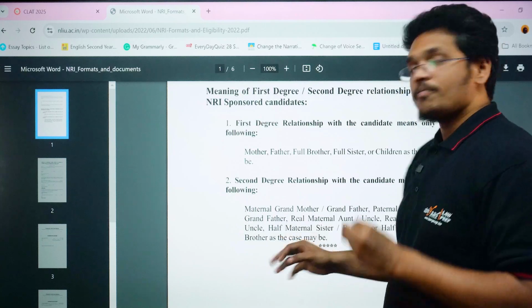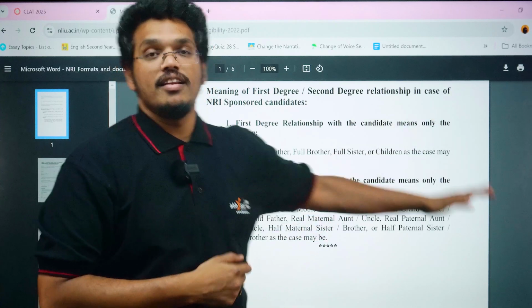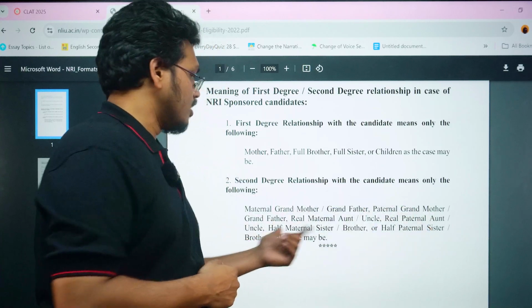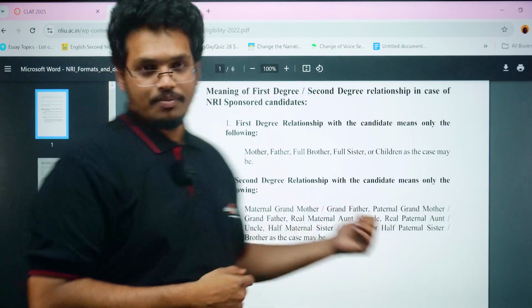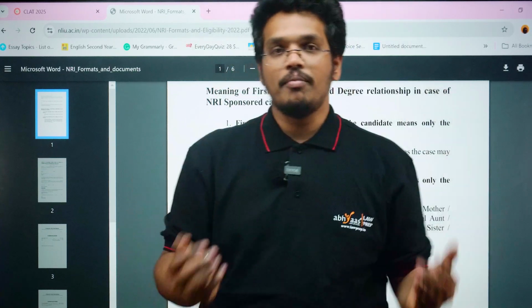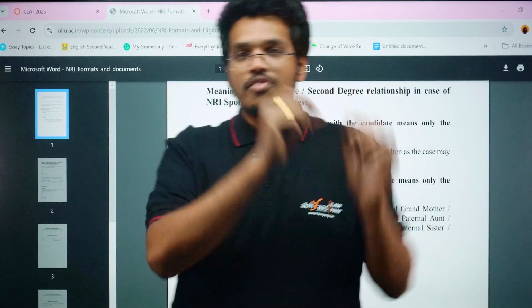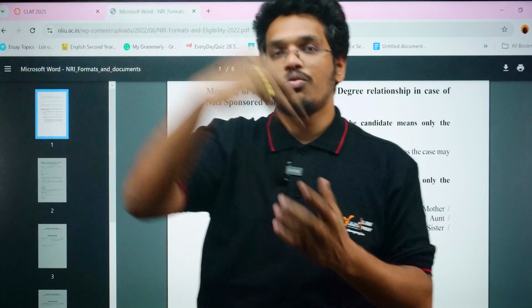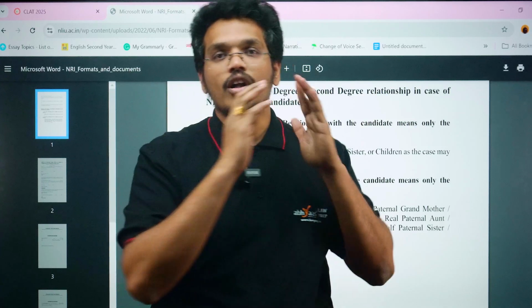The second degree relation is the maternal grandmother or grandfather, paternal grandmother or grandfather, maternal aunt, paternal aunt, maternal uncle, and half maternal sister or brother, half paternal sister, as the case may be. So only the blood relation and the nearest relation beyond your immediate family. Only these two categories of people can fund your education for you to fall under the NRI sponsored category. It is not a random person who wants to fund your education. That doesn't fall under NRI sponsor. It has to be either a first degree or second degree relation.